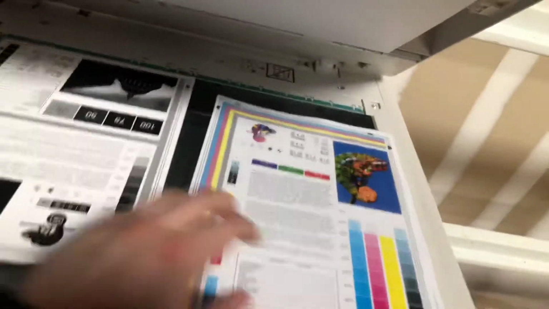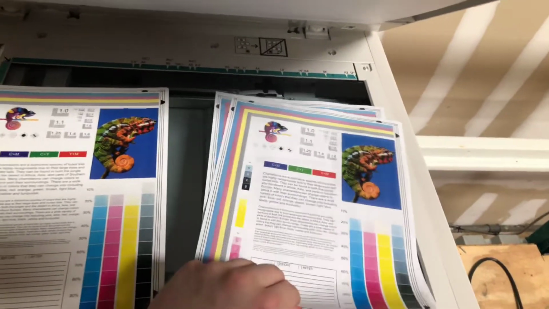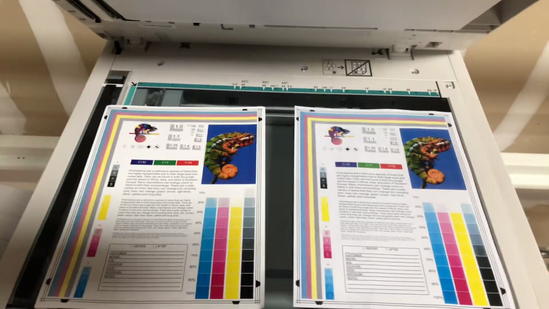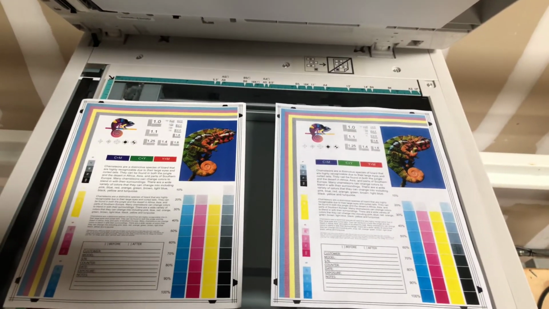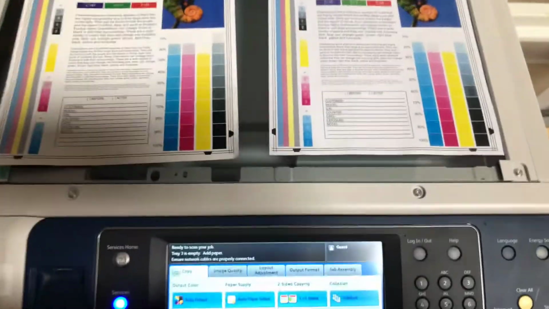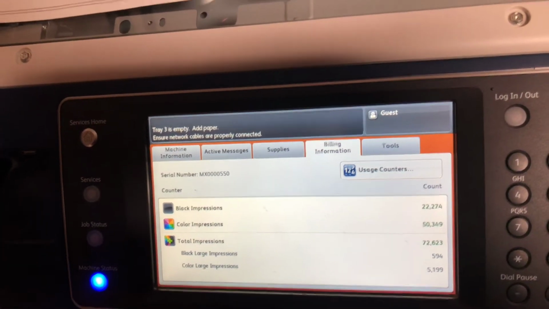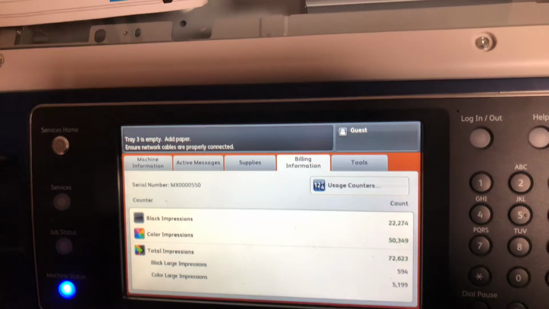All right, and here we have our test copies to the right and our test chart to the left. And as you can see, a really good color image on this machine. And once again, it comes to us with only 22,000 total black and white copies and 50,000 total color copies.